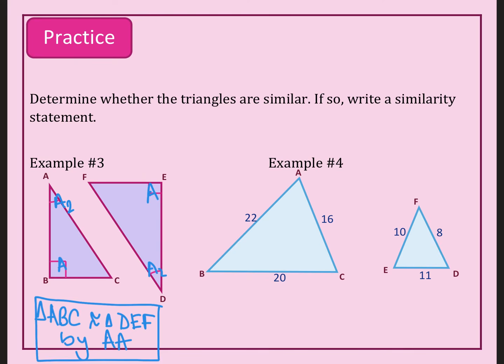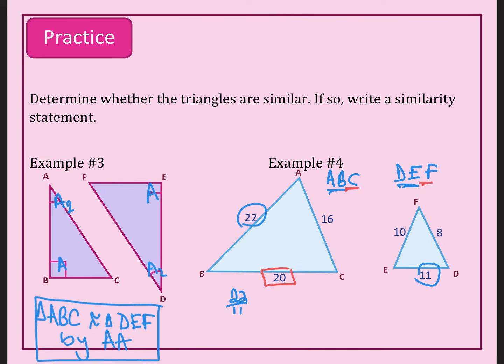And triangle 4, so ABC, DEF. Ooh, this one's a little bit tricky. And if we look at this, we're like, you know what? No, these don't look similar. Okay, but be careful. So let's think of ABC and DEF. To match up the sides, AB is going to go with DE. So I'm going to put 22 over 11. And then we're going to do BC with EF.